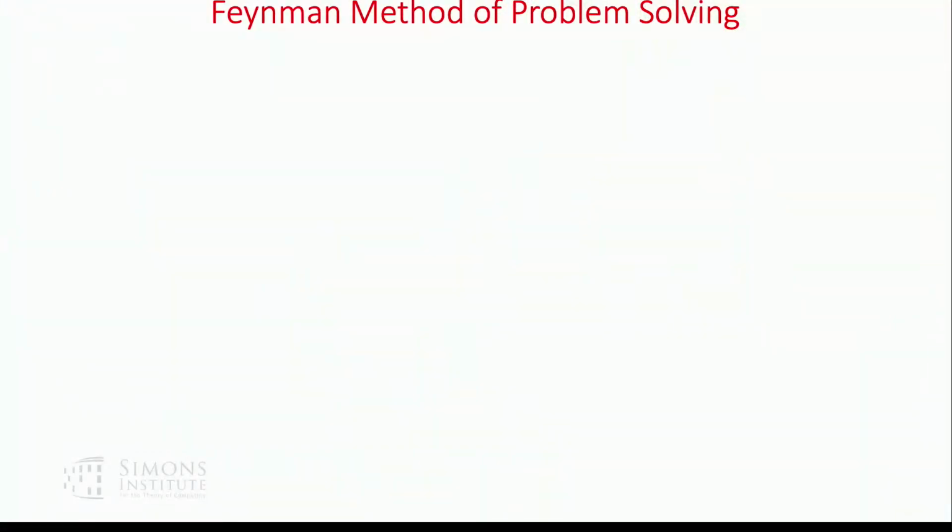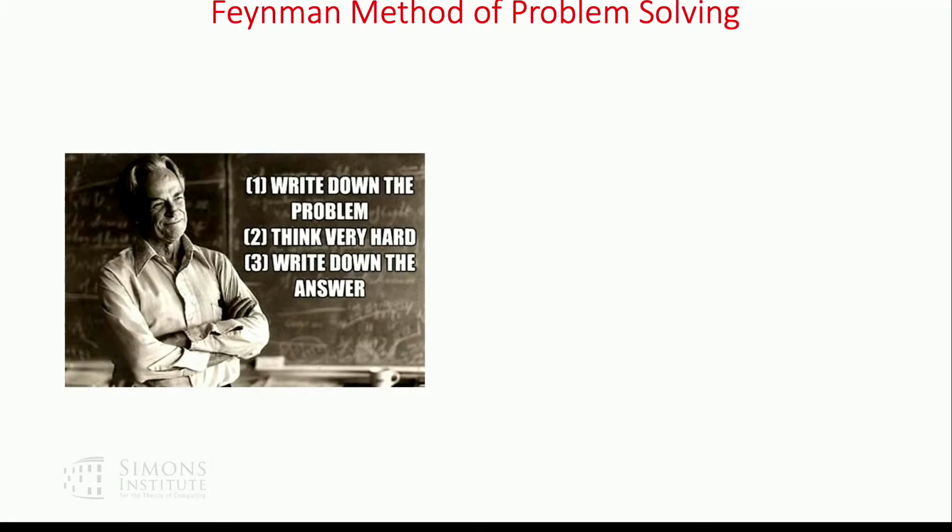Let me start with the introduction. I'll just start with a brief story about Richard Feynman. I don't know if the story is historically accurate, but that's beside the point. So what was Feynman's favorite method for problem solving? It consists of 3 steps. Step 1, write down the problem. Step 2, think very hard. And then step 3, write down the answer. Now, this seems very generic.